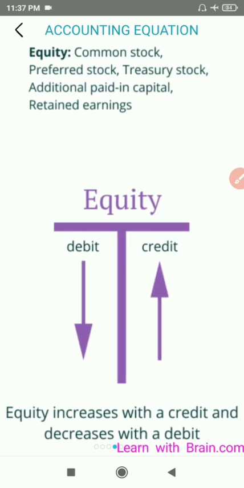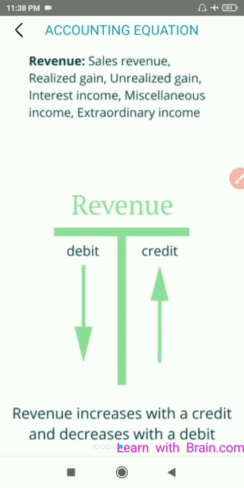Next, equity. What are the equities? Common stock, that means equity share capital, preferred stock, treasury stock, additional paid-in capital, retained earnings. These are the equities. What is the accounting treatment? If equity increases, credit. If equity decreases, debit.